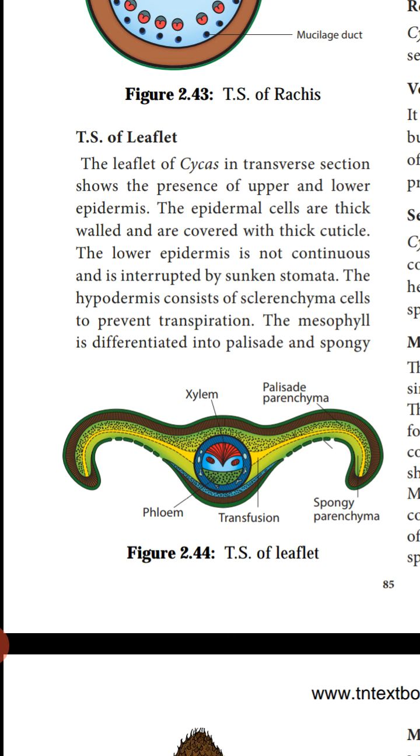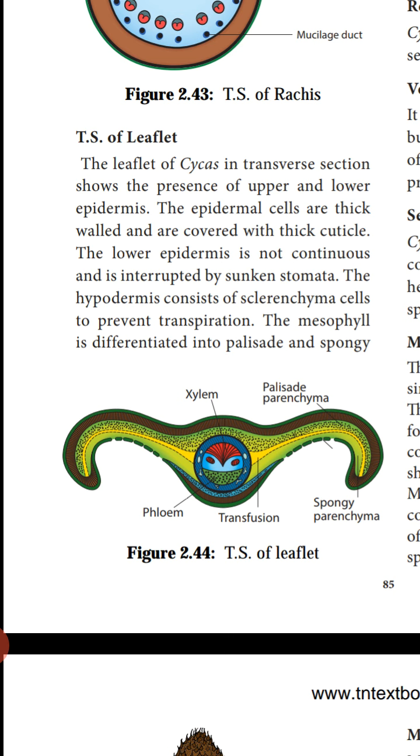So here you can see on the lower side, in the TS of leaflet, figure 2.44, the epidermis is interrupted. That interruption is because of the presence of the stomata. The stomata are present in the lower epidermis, which is not continuous and is interrupted by sunken stomata. The hypodermis consists of sclerenchyma cells to prevent transpiration. Again, what is the hypodermis? The layer which is present below the epidermis is called the hypodermis.